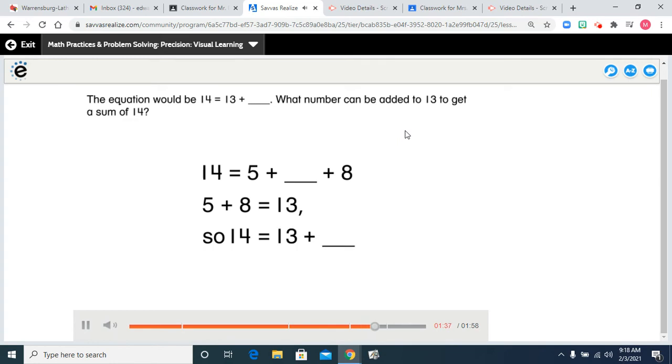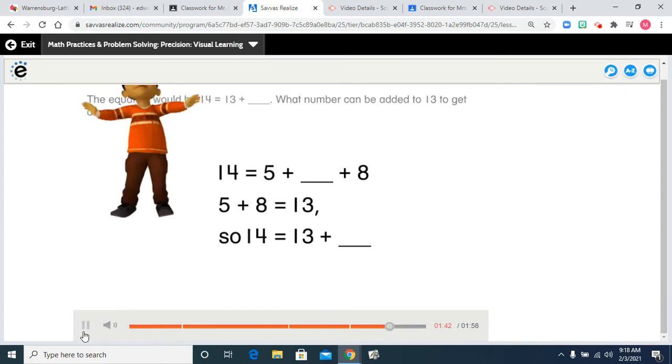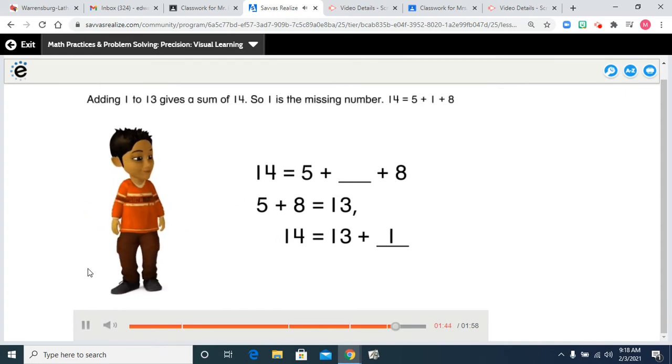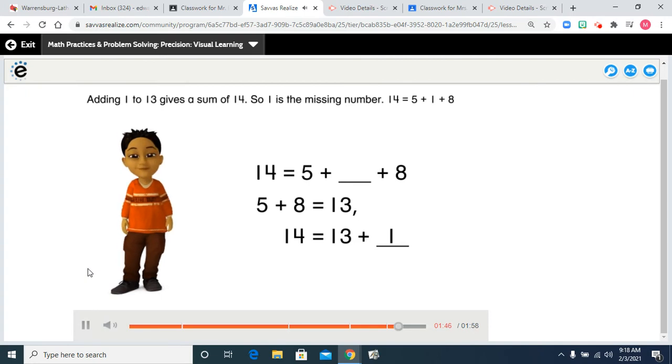What number can be added to 13 to get a sum of 14? Adding 1 to 13 gives a sum of 14. So 1 is the missing number. 14 is equal to 5 plus 1 plus 8. Okay, so that's what we're doing today.